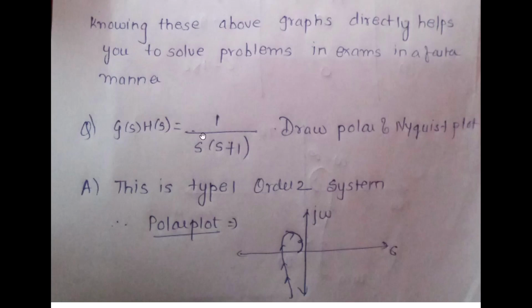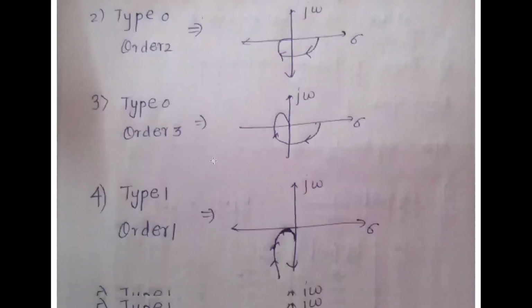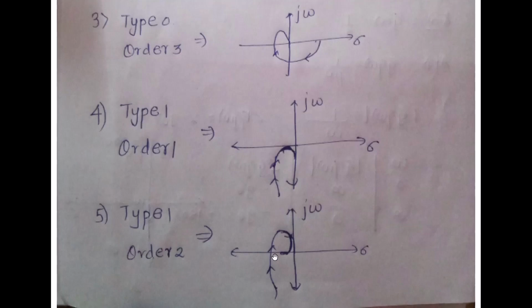The open loop transfer function is 1 upon s into s plus 1. So it's a type 1 order 2 system. It's already covered in my YouTube channel videos how to understand the type and the order of the system. So it's a type 1 order 2. If you consider type 1 order 2, it is this kind of plot. It starts from the negative y-axis to the negative x-axis.